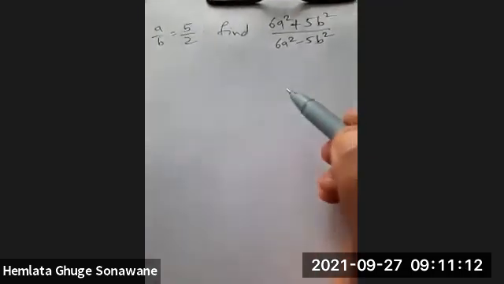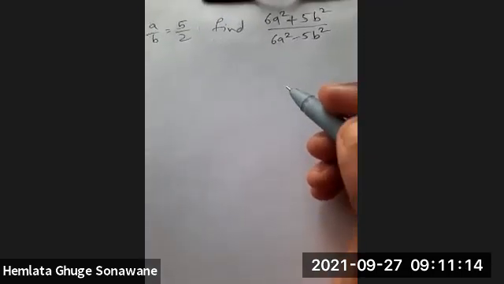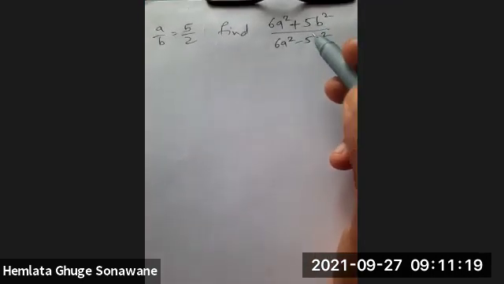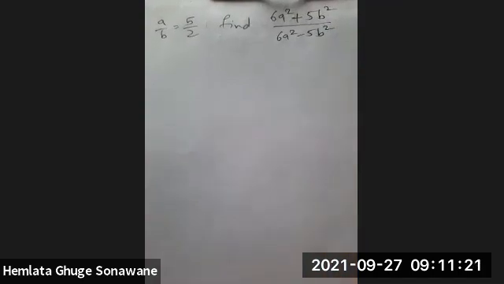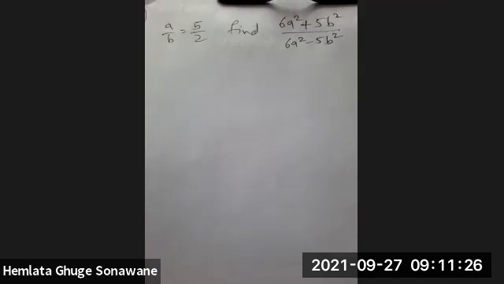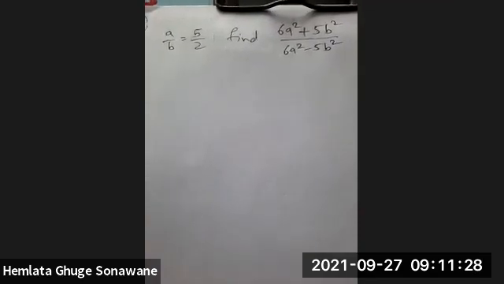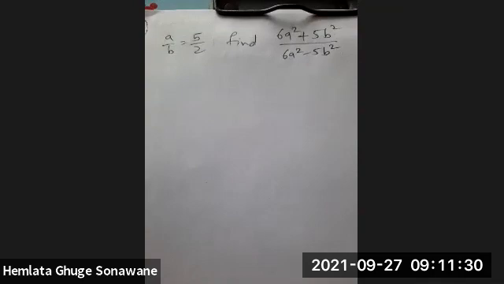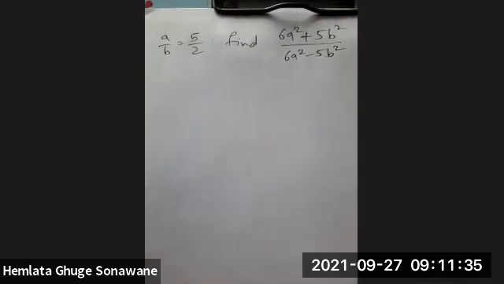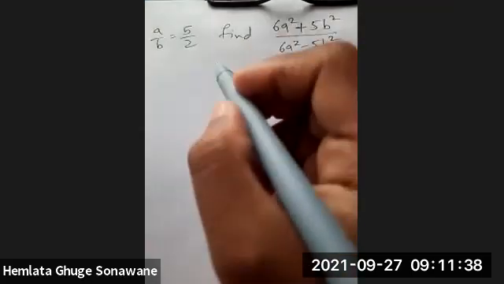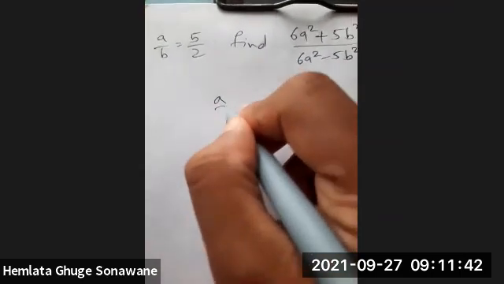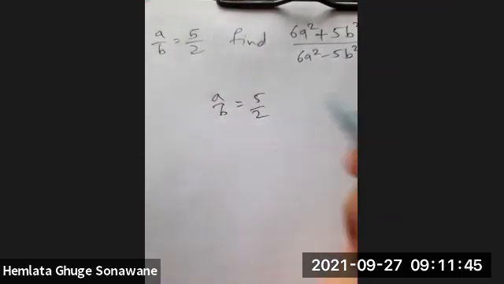Pinky Jaiswal. Yes. What will we do here for getting value of this expression? Yes, Samira. Please unmute yourself and answer me. Yes, beta. Now what will we do? A upon B is equal to 5 upon 2. What will be the next step?